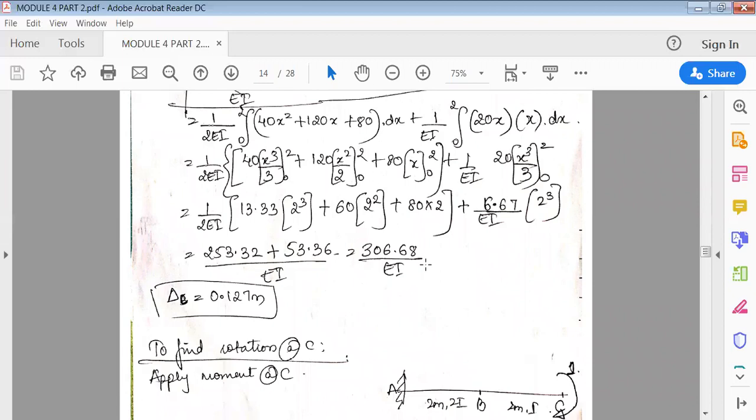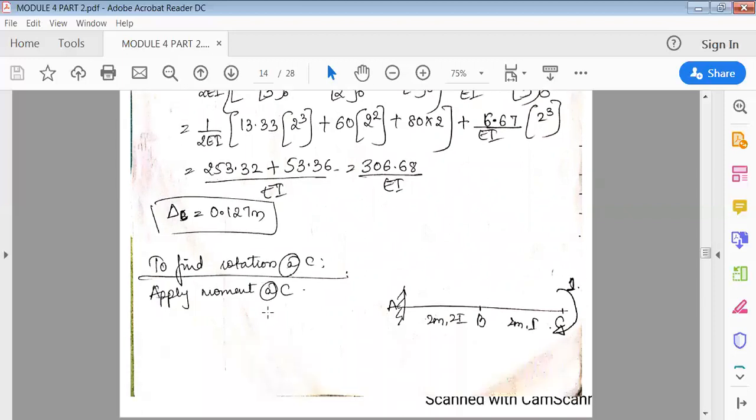So now that you know the value of EI, substitute the value of EI here. So that becomes delta C is equal to 0.127 meter. Again, the answer is positive, that means it is acting downward.